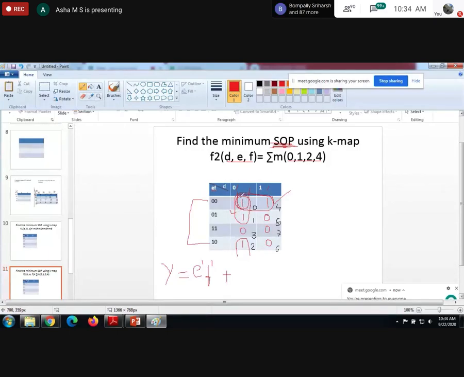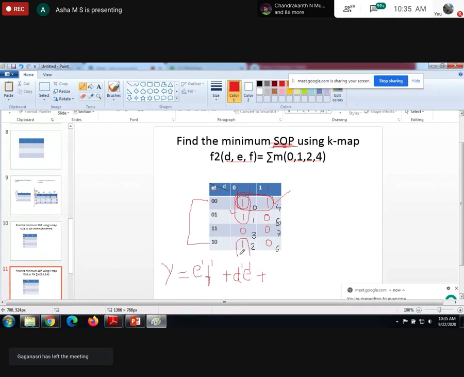Next grouping is this, meaning D will be as it is. Value of D is 0, so D bar. Here bit F is differing. See, bit E both are 0. Bit F is differing, 0 1. E will be as it is. So E is 0. That's the reason it is E dash.